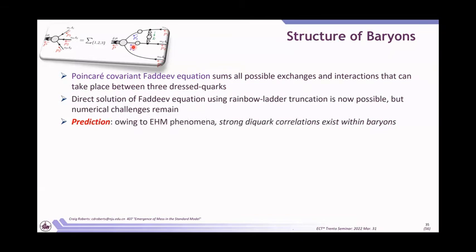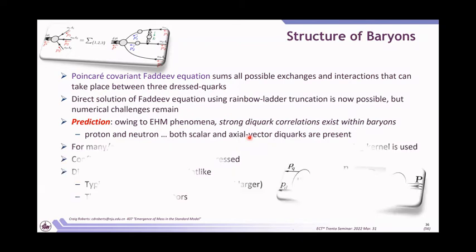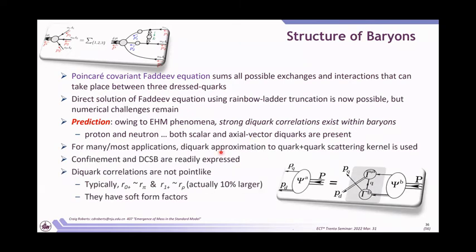But owing to emergent hadron mass, there are strong diquark correlations within all baryons. The proton and the neutron contain scalar and axial-vector diquarks. Others are possible, but they're not favored in these systems for dynamical reasons. When you capitalize on this, you can reduce the three-body problem to an effective two-body problem where the diquarks form, but they're dynamical. They're non-point-like. It breaks up, joins this quark to form another diquark, and so forth ad infinitum.